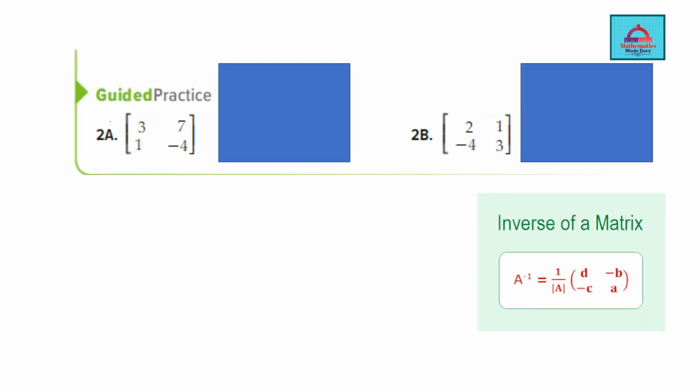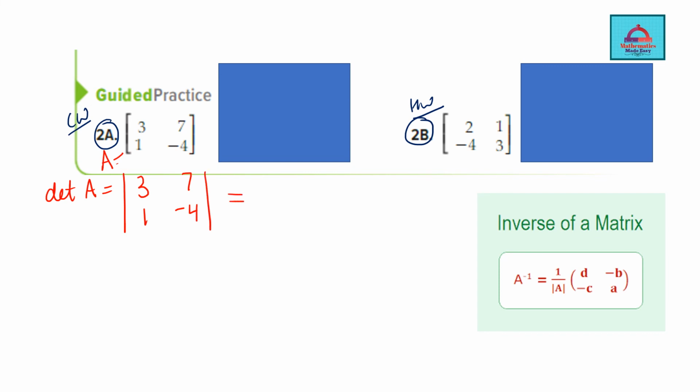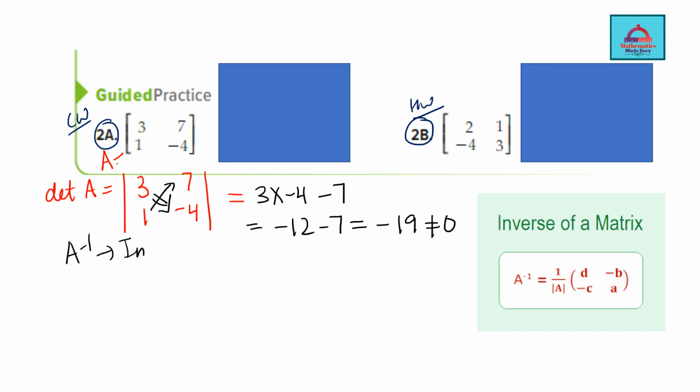Okay, so let's solve some questions now. This one let's do together, and this one you can try yourself. So I'm going to do the first one for you. Let's call this matrix A. For this matrix, step 1 is to find the determinant. So we convert to the determinant form, and we find its determinant by multiplying primary minus secondary. So 3 times -4 minus -1 times 7. Definitely this is not equal to 0, it's -19. So we know that A inverse, the inverse of the given matrix A, does exist.